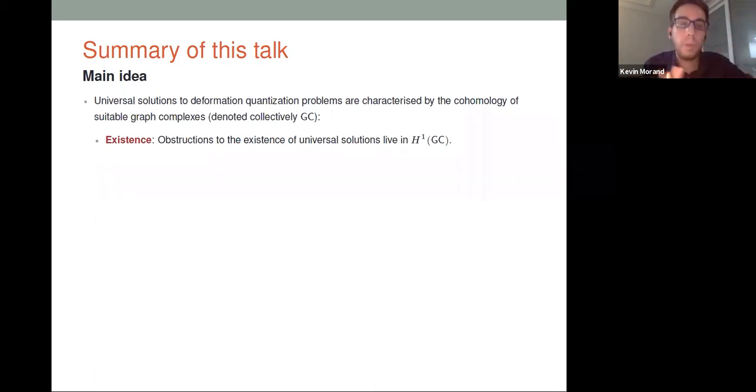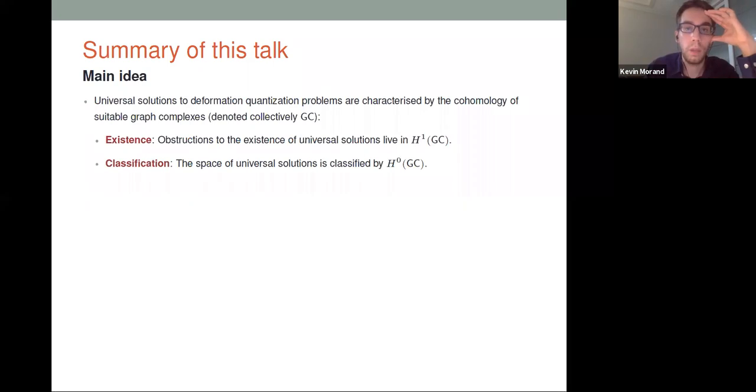Okay, so what do I mean more precisely? I mean that to any quantization problem, we can associate a graph complex. And by studying the cohomology of this graph complex, we can obtain some non-trivial information regarding the deformation problem. In particular, if we look at the first order cohomology, then the obstruction to the existence of universal solutions will precisely live in the first order cohomology. In particular, if the first order cohomology vanishes, then there is no obstruction and we can always quantize. So this would be interesting. And also regarding classification, if quantization is possible, we are interested in classifying the space of universal solutions.